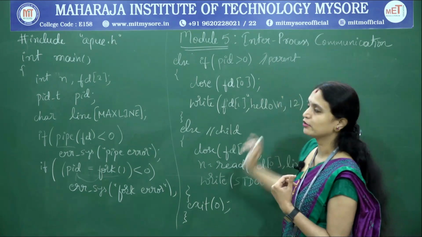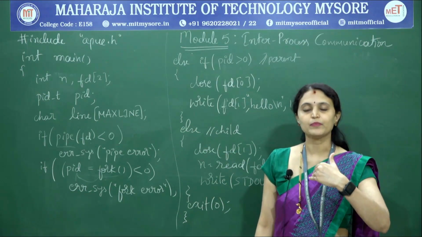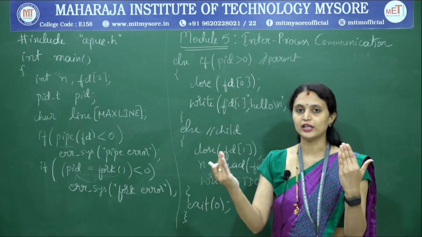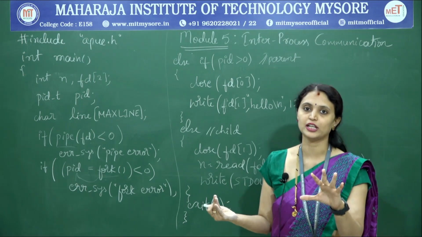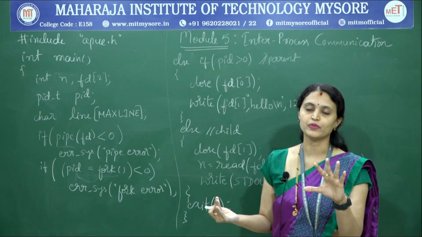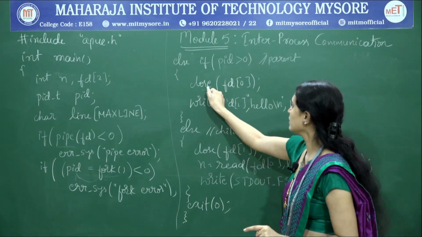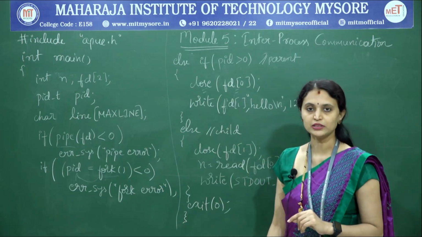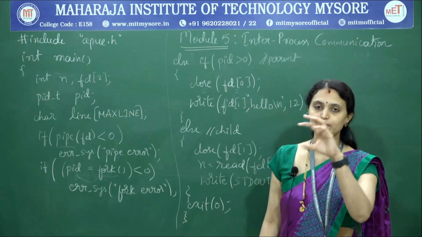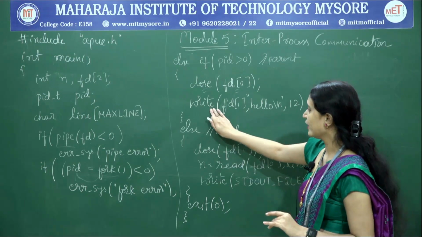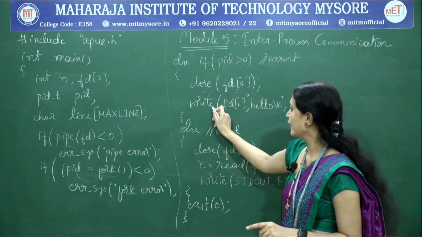Here, if you remember the diagram I showed you just now, for data from parent to child, what has to be done? The read end of the parent has to be closed, that means fd of 0 of the parent has to be closed. So for the parent I am closing fd of 0. Next, we have to enable fd of 1 in the parent process. fd of 1 is nothing but the writing operation, so that is why I am calling the write function.